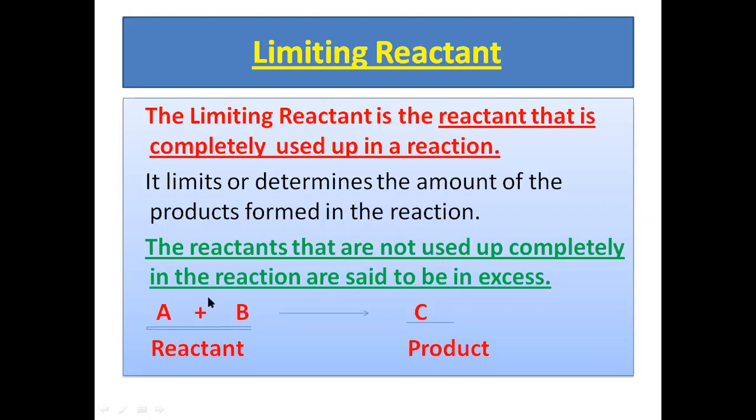is said to be in excess. For example, if we have two reactants like A and B, and they combine to form product C, and if out of the two reactants, one is completely used up or finished during the reaction, suppose that is A, then this A is said to be the limiting reactant, and if B remains unreactive and left in the solution, then this B is said to be in excess. So the reactant that is completely used up in the reaction is said to be a limiting reactant, and the reactant that remains left in the reaction is said to be in excess.